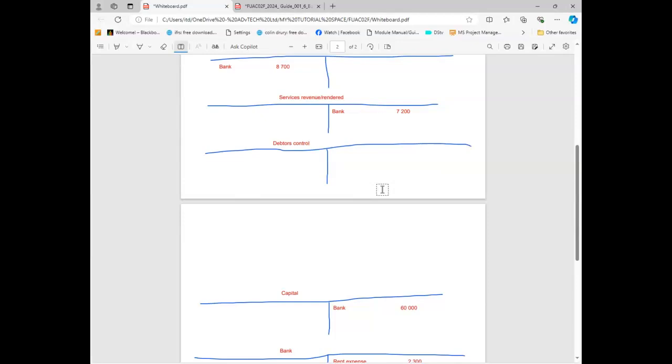Which one must I debit? Which one must I credit between the two? Would you credit services rendered? So you debit. Yes. And then obviously I'm gonna say debtors control. Yes.